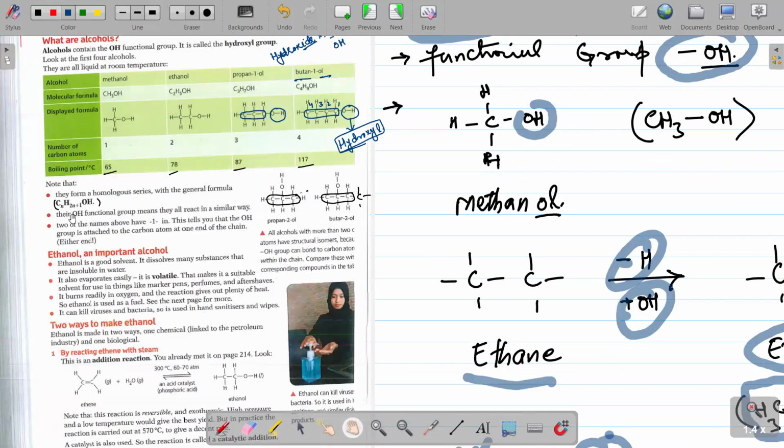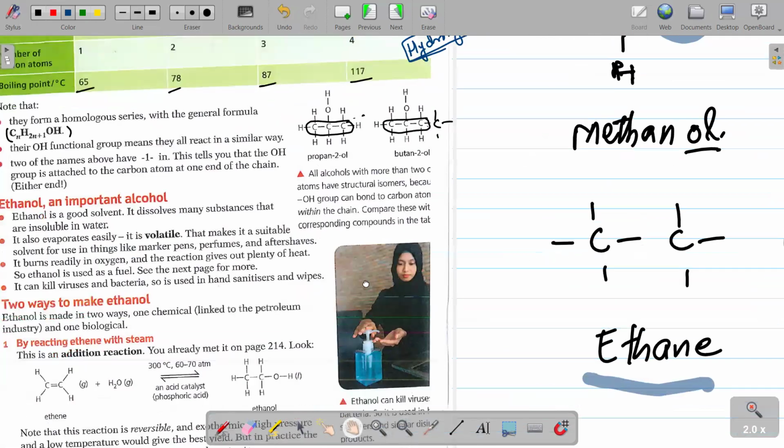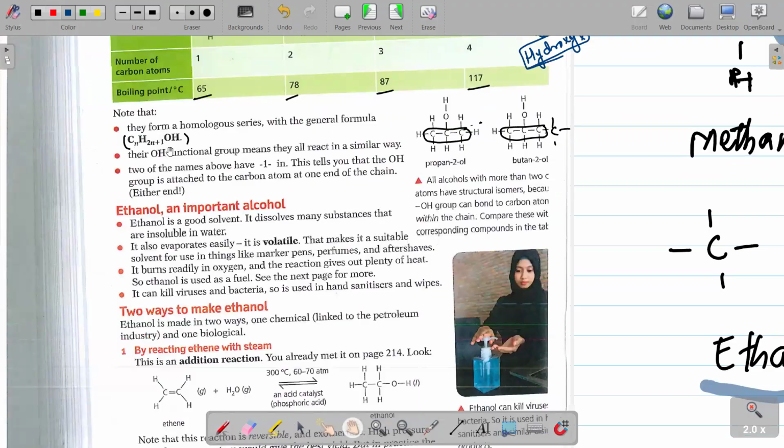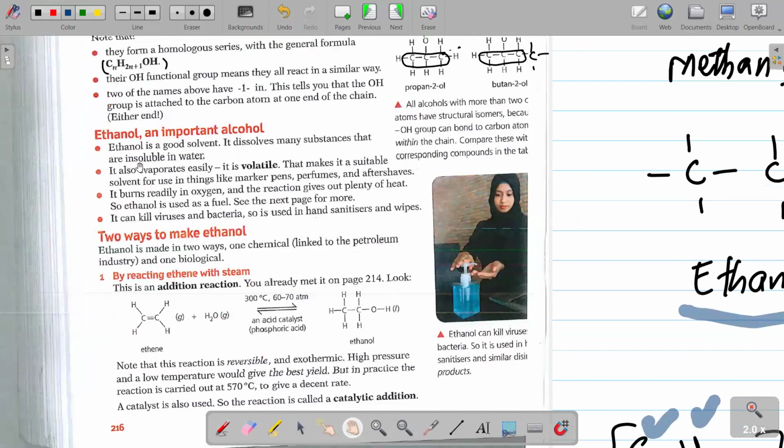The general formula of alkanes we derived as CnH2n+2. Why? Because we derived alcohols from alkanes. So from alkanes, CnH2n+2, one hydrogen is replaced by the OH group. Okay. So one of the members is ethanol. How many carbon atoms in ethanol? 2, right? So the rest are hydrogen atoms.